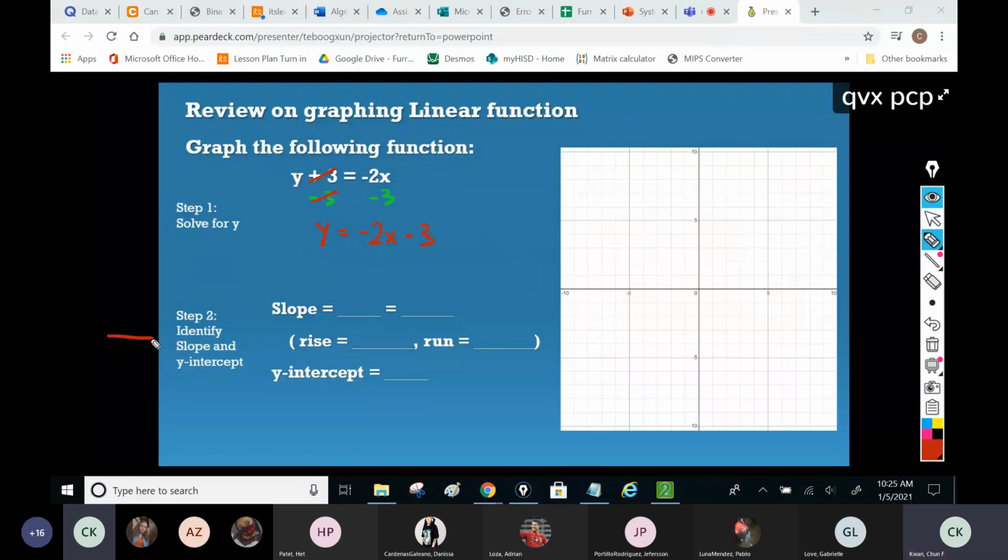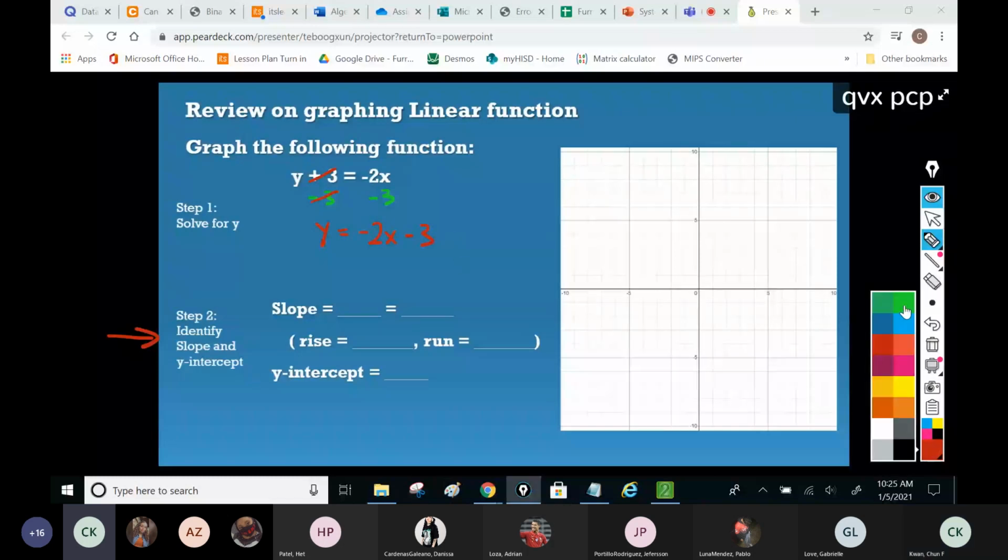All right, after that, I want you to identify the slope and the y-intercept. So when you look at this function right here, there are two numbers that we care about. The first one is right here, the number in front of the x. This number is the slope. So the slope is negative 2.